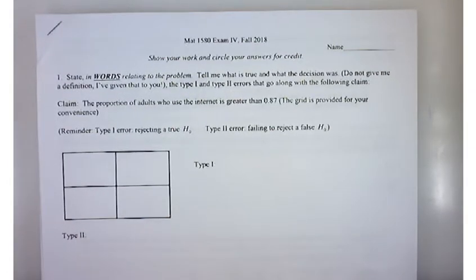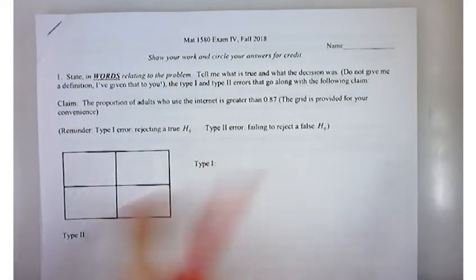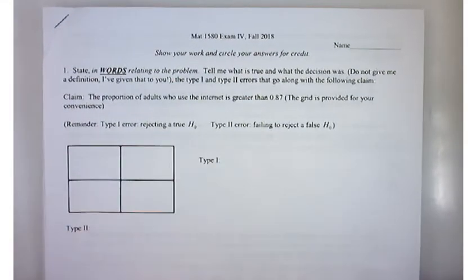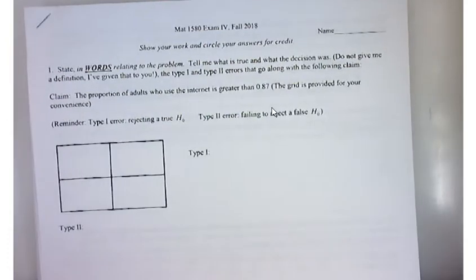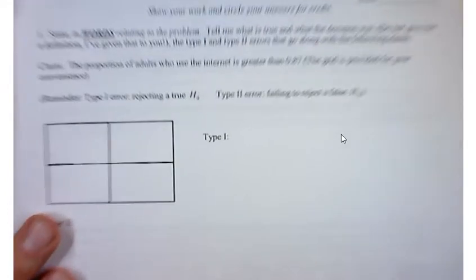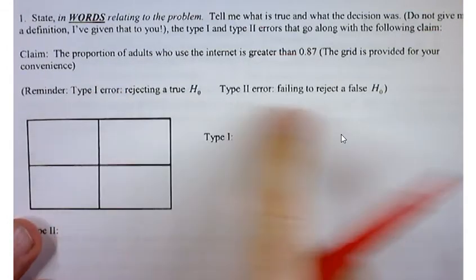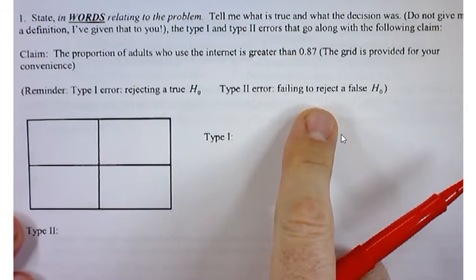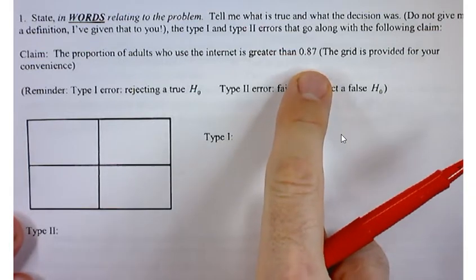So for exam 4, one of the things you should expect would be type 1 and type 2 errors. Now on the test, I will give you what a type 1 and a type 2 error is. You just have to make sure that you can put it into words. So here's the definitions of type 1 and type 2 errors. Put that in words that relate to the problem, and I'll give you a statement of a claim.